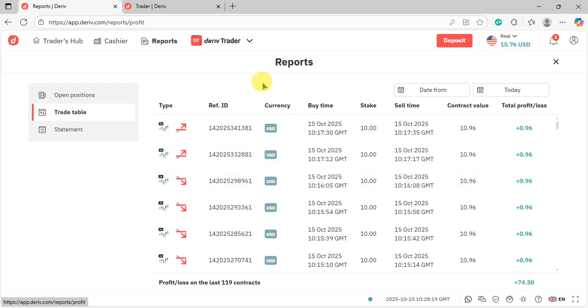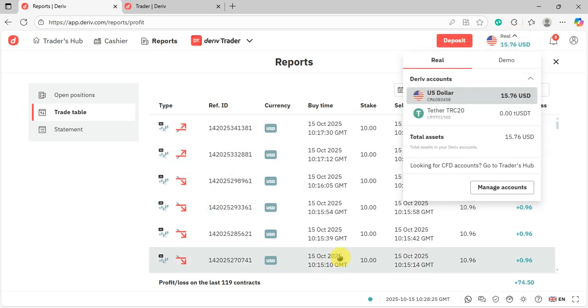And when you look here, this is just the reports, and this is a real account. It is not a demo account. And this is the strategy that I will be showing you.